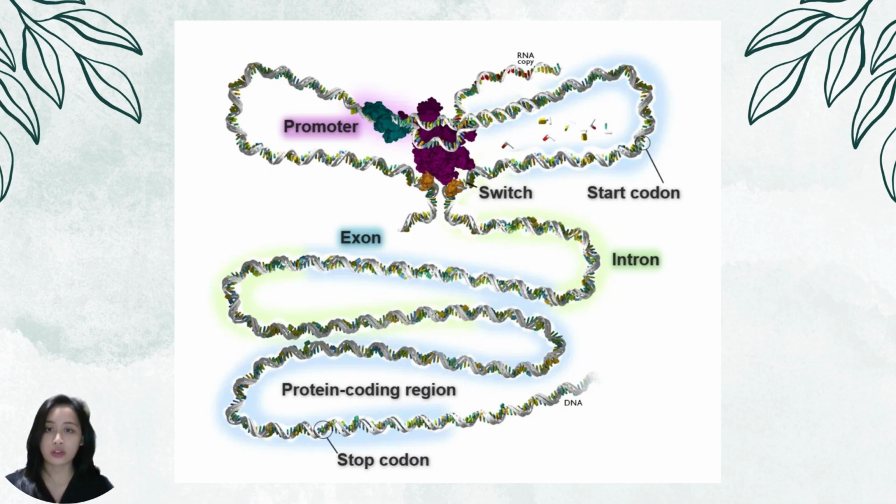Next one, we have the exons, which are connected or spliced together to form the mature mRNA. Together, the exons make up the gene's protein coding region. By putting different combinations of exons together, alternative splicing allows slightly different proteins called isoforms to be made from the same gene. Next one, the intron.